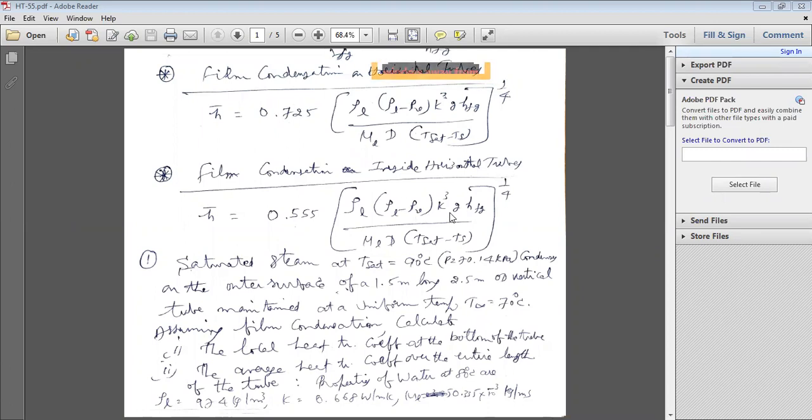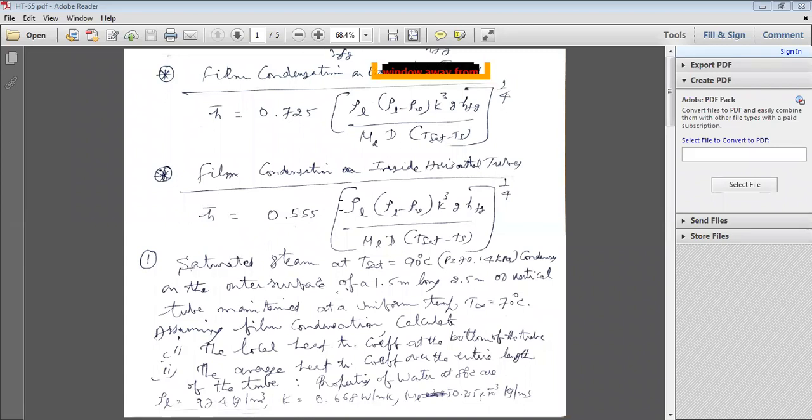So same formula, the only difference is the constant. This constant value varies. h bar is equal to 0.555 into [rho L into (rho L minus rho v) into k cube into g into h fg divided by mu L into D into (T saturation minus T surface)] whole to the power 1 by 4. So whenever the vapors are flowing inside a tube, the vapors condense into liquid. For film condensation inside the horizontal tubes, the average heat transfer h bar is given by this formula.